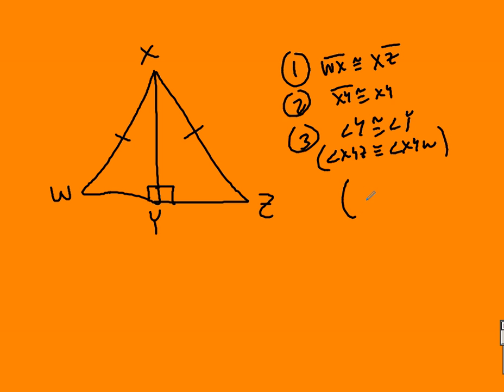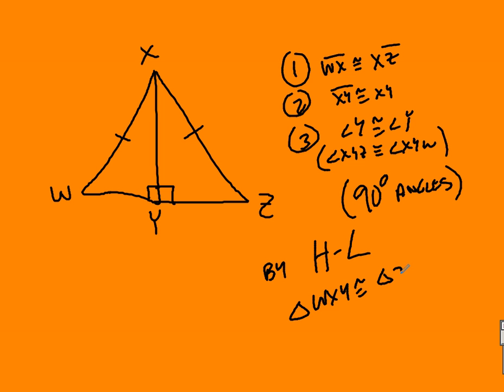But more importantly, these are 90-degree angles. We need to specify that, because this is side angle, but because it's a 90-degree angle, we can say it's hypotenuse leg. So by HL, then we have triangle WXY congruent to triangle ZXY.